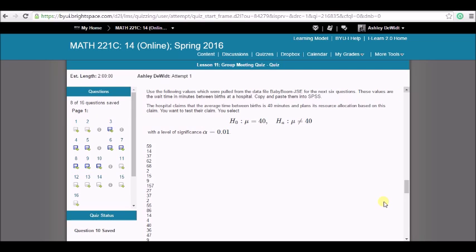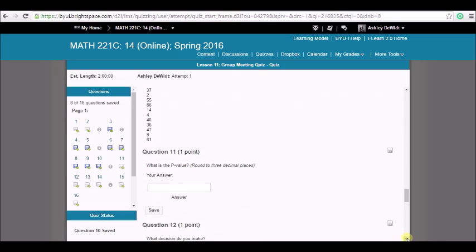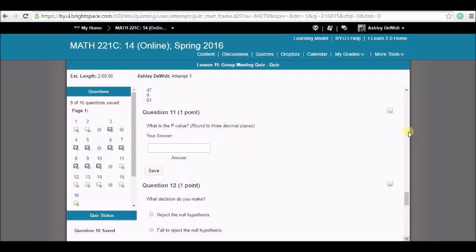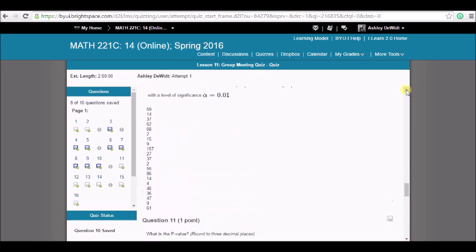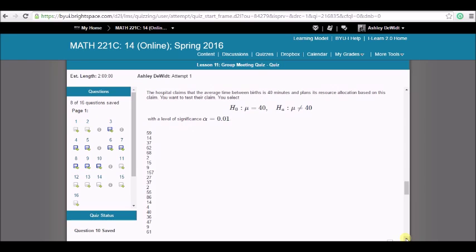Use the following values, which are pulled from the data file Baby Boom for the next 6 questions. These values are the wait time in minutes between births at the hospital. Copy and paste them into SPSS. The hospital claims that the average time between births is 40 minutes and plans its resource allocation based on this claim. If you want to test their claim, you select those numbers there, level of significance of 0.01.